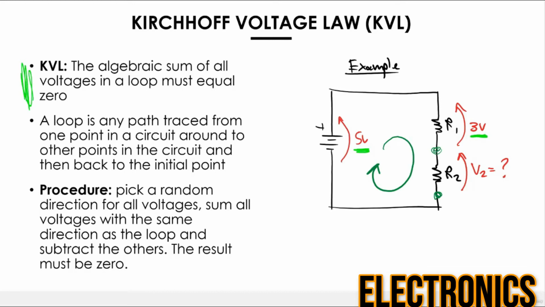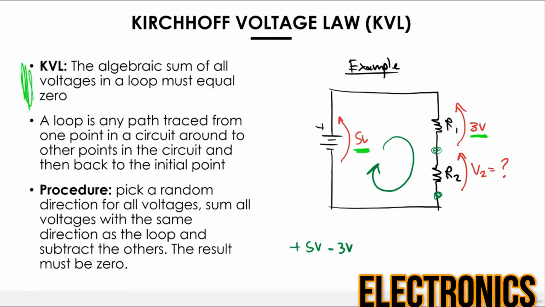The one that goes in the direction opposite of the circle will be negative, and the total sum has to be equal to 0. So in this case, 5 is going in the same direction as the circle, so I'm just going to write plus 5. Now when I get here, 3 is the opposite of the circle, so minus 3 volts.